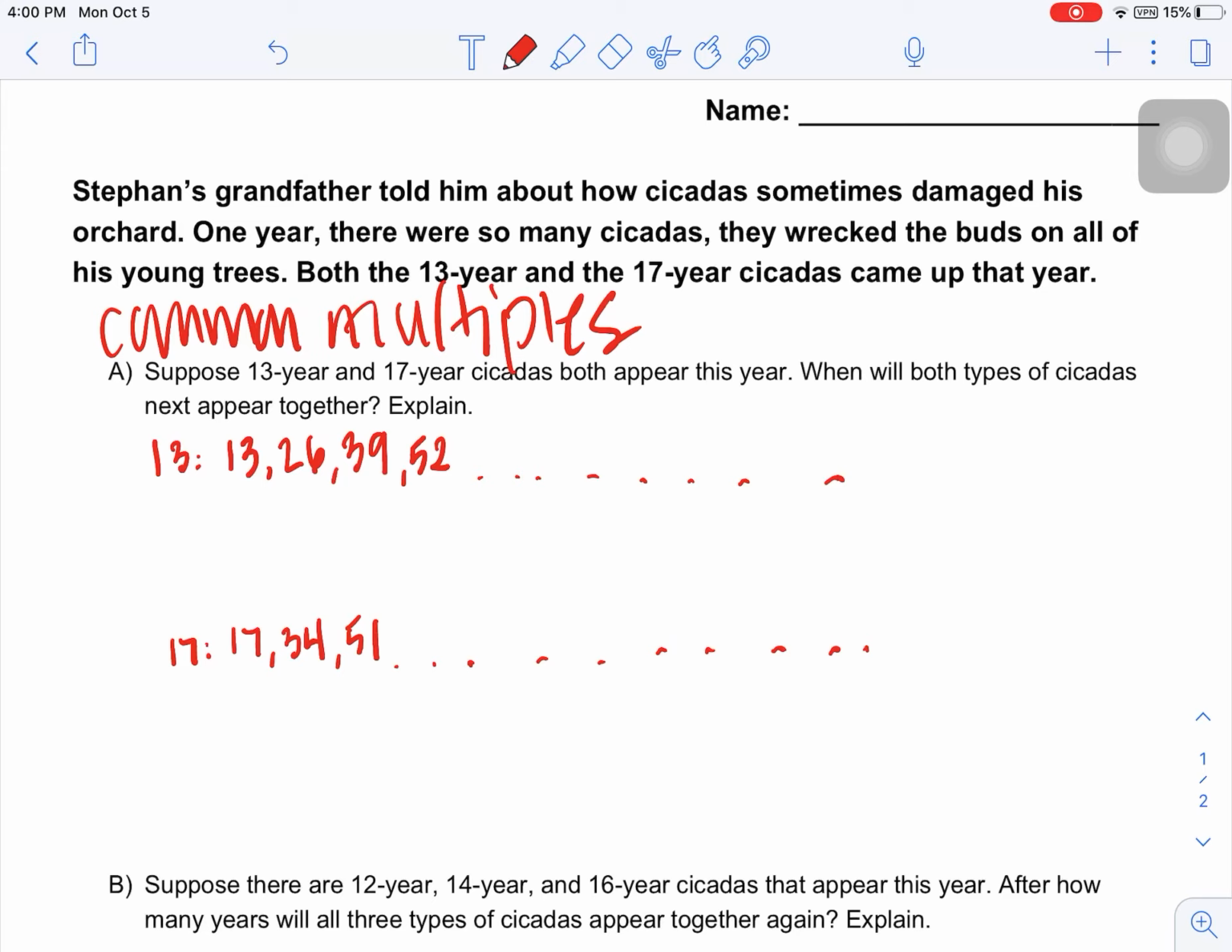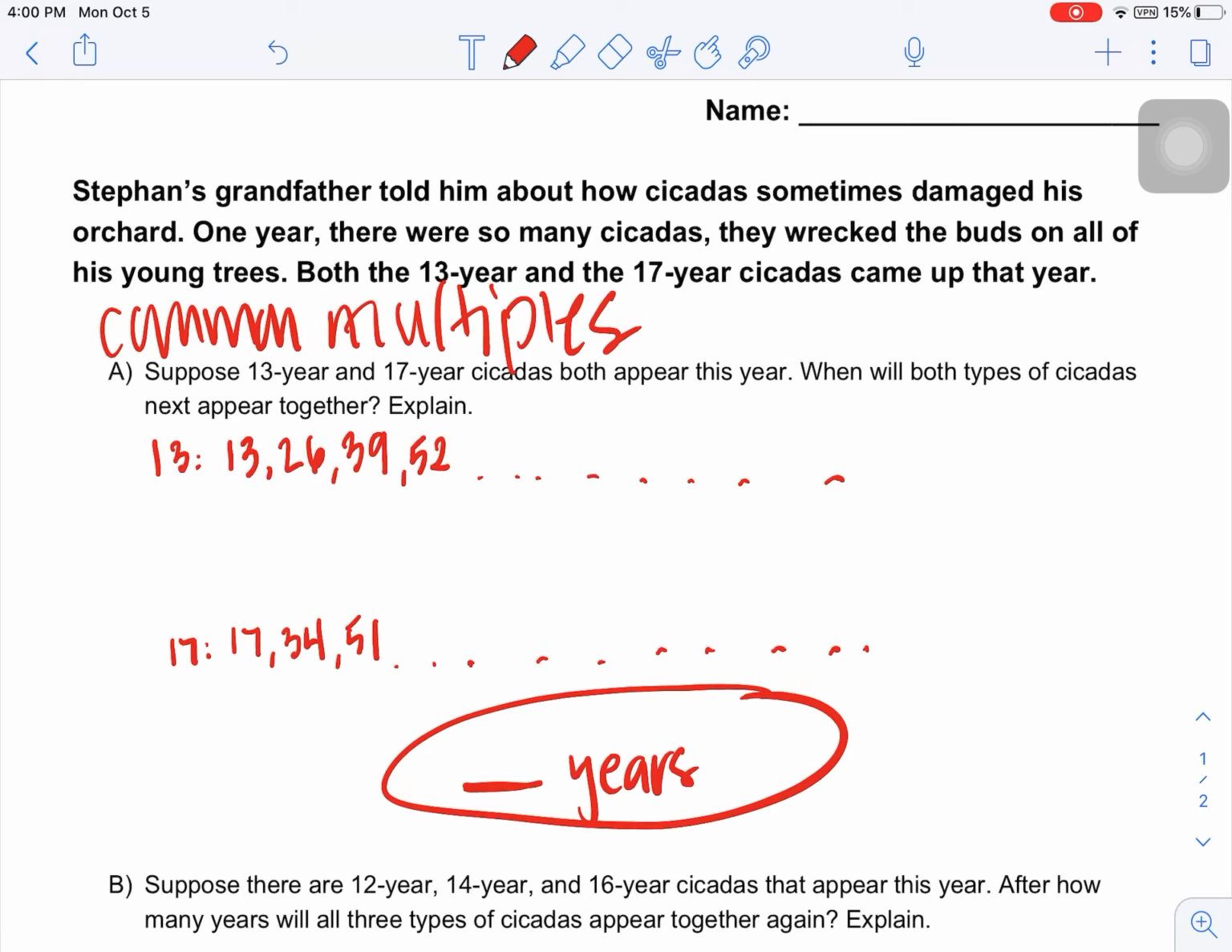All right, so then you're going to answer that final question. When will both types of cicadas next appear together? You're just going to tell me how many, an amount of years. I don't need the actual year, right? Like you don't need to tell me 2035. You just need to tell me how many years it'll be.